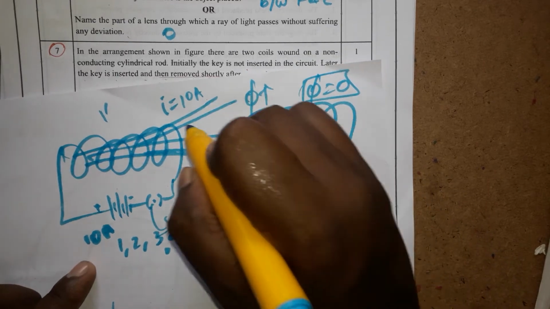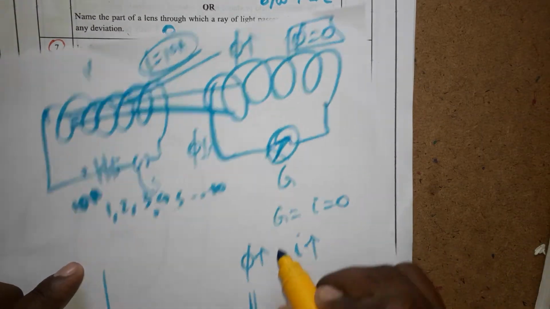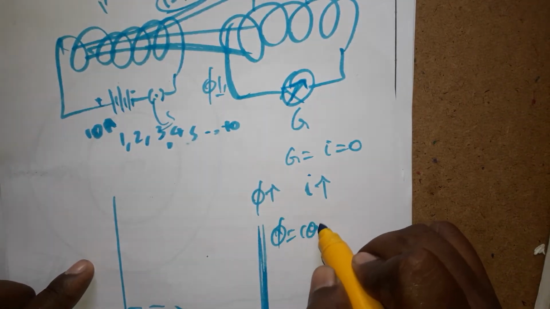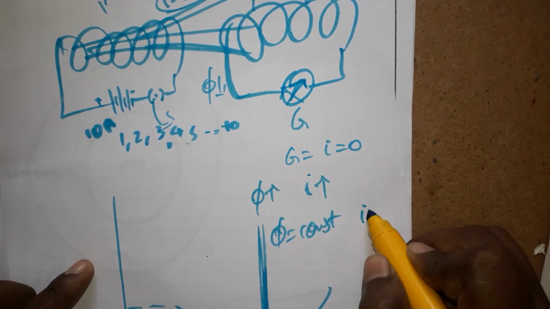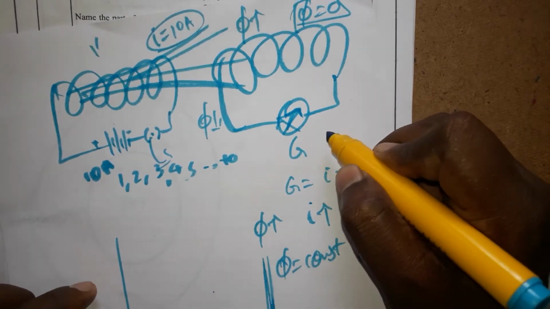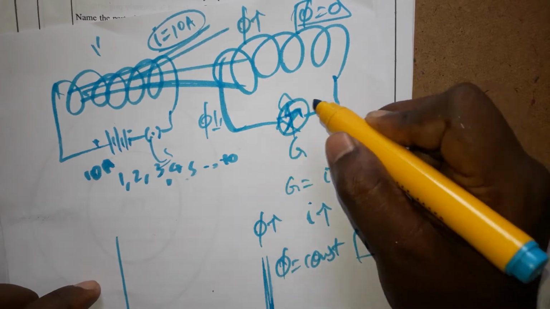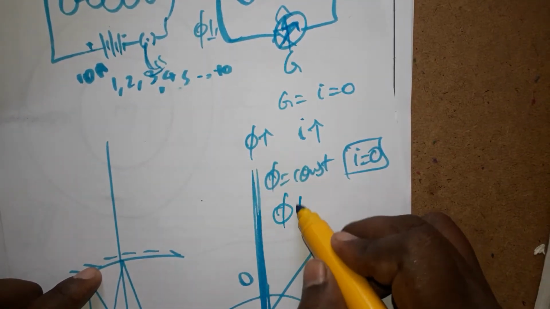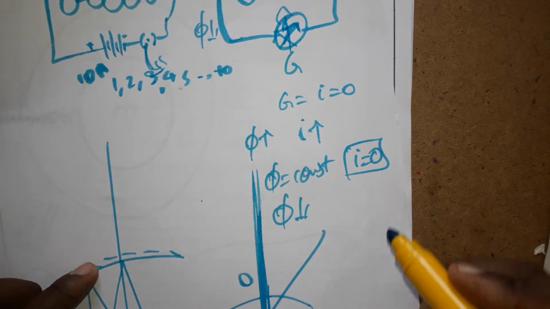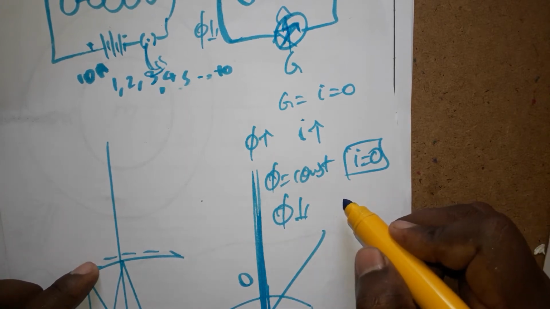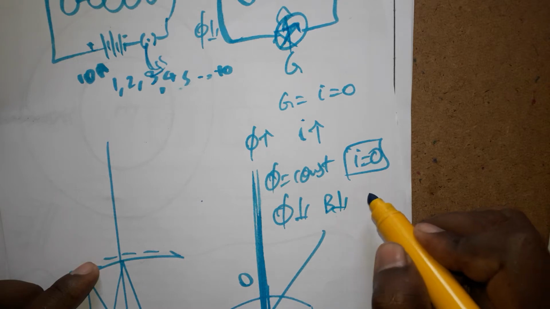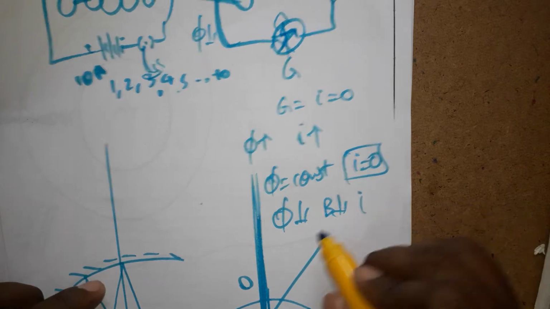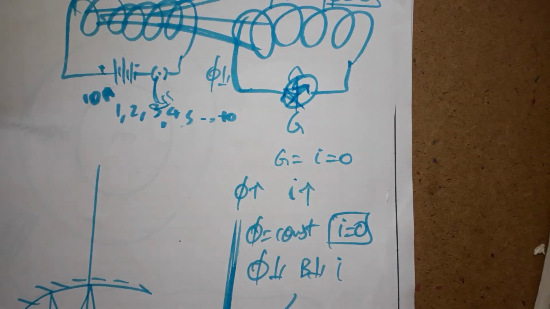After some time, the current becomes saturated at the maximum level and the flux becomes constant, so there is no increase or decrease in flux. The induced current is going to be 0 and the galvanometer shows 0. When we remove this plug key, the flux will slowly decrease. So now there is a decreasing magnetic field, and the current is going to flow in the opposite direction.